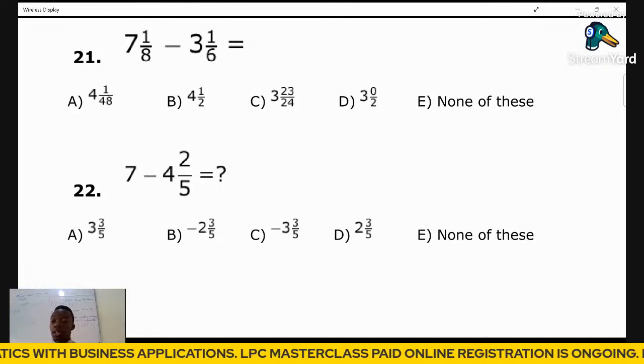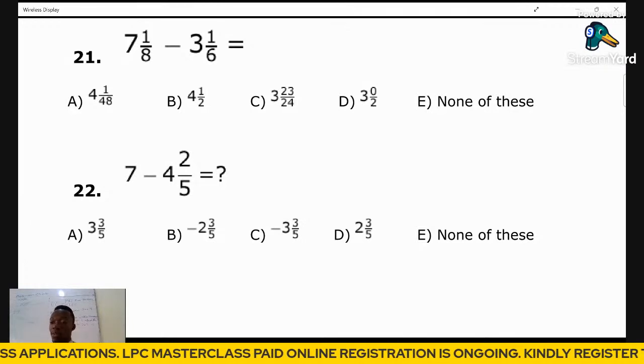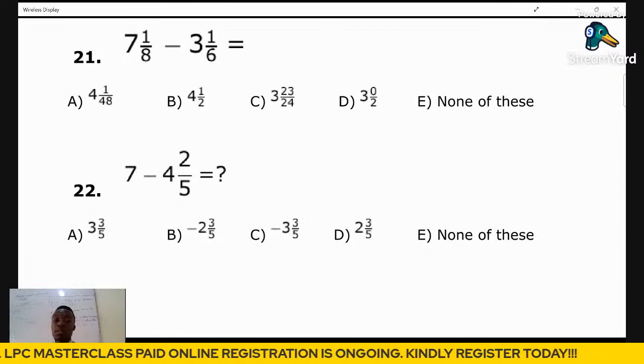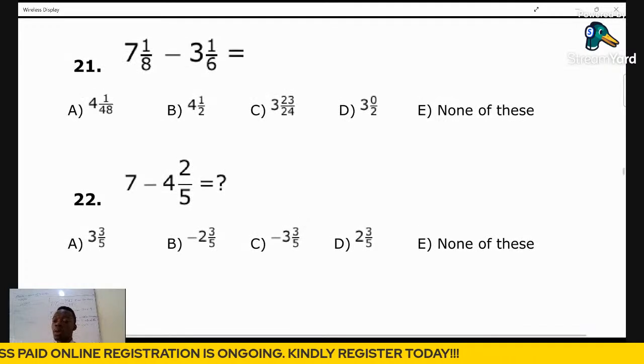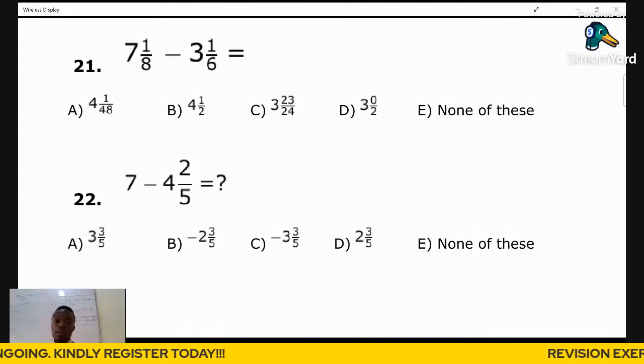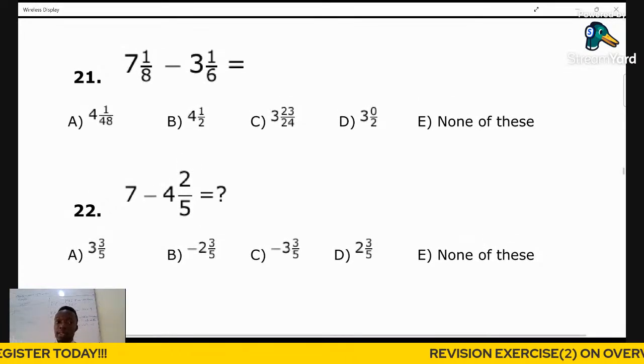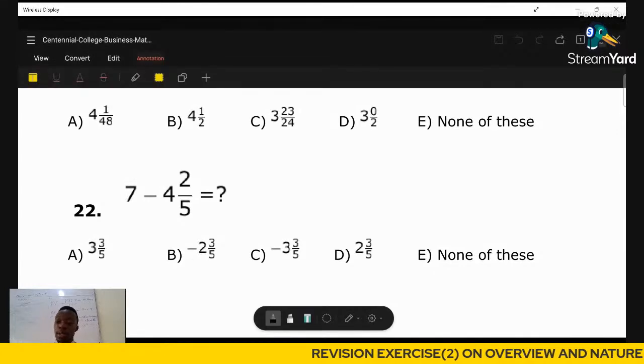So this is our first question. Question 21 happens to be our first question. We are asked to simplify 7 whole number 1/8 minus 3 whole number 1/6. So how do you go about the simplification of this? Let's see how we get this done.